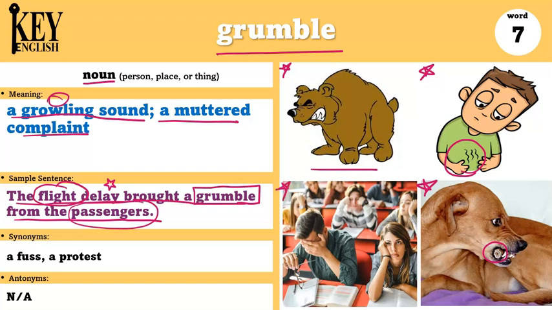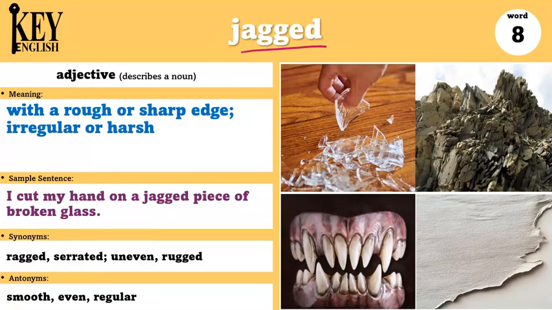Another example would be, the students made a grumble when they heard about the extra homework assignment. Some synonyms for grumble are a fuss or a protest, and there are no antonyms for this word. Our next word is jagged.